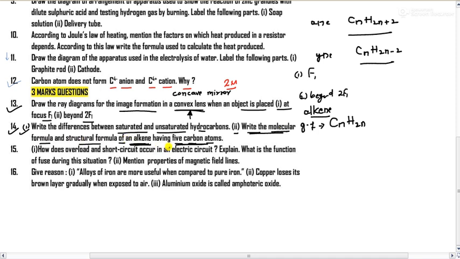Next, they have asked alkene having 5 carbon atoms. So in place of n we write 5. We get C5H, 2 into 5 is 10, so C5H10. You can write this as the molecular formula. Got it, guys? For this you are going to get 1 mark.